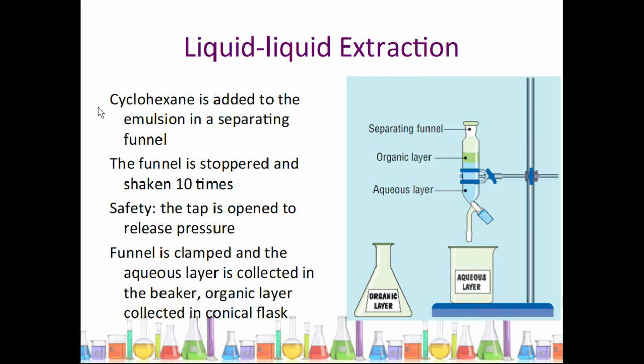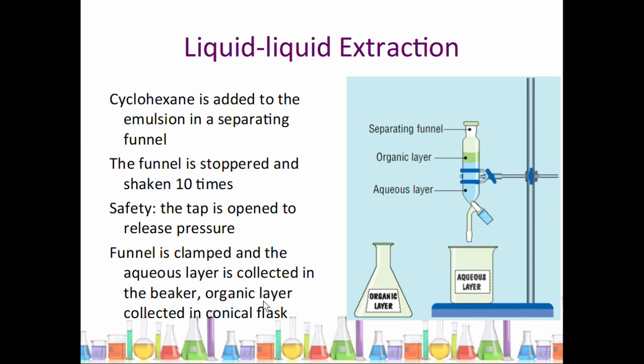Okay, so back to this. You add the cyclohexane and the emulsion to a separating funnel. You put a stopper in the top of the funnel, take it off of the clamp, and you invert it and shake it 10 times, roughly around 10, in order to mix them together. For safety, an important feature here, so put a little star next to this for yourself, before you re-clamp it again, you keep it turned upside down so that nothing's going to come out, and you open the tap here.